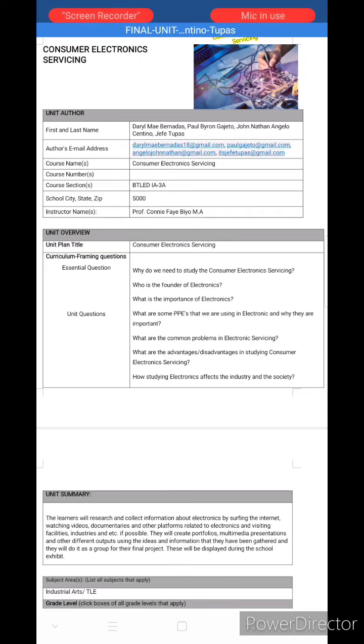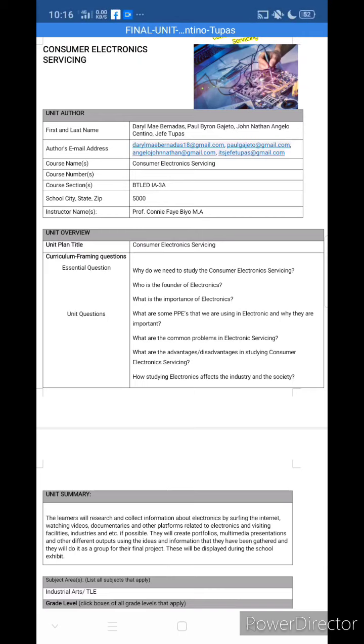Curriculum framing questions. For the essential question: why do we need to study consumer electronics servicing? For the unit questions: who is the founder of electronics? What is the importance of electronics? What are some PPEs that we are using in electronics and why are they important?